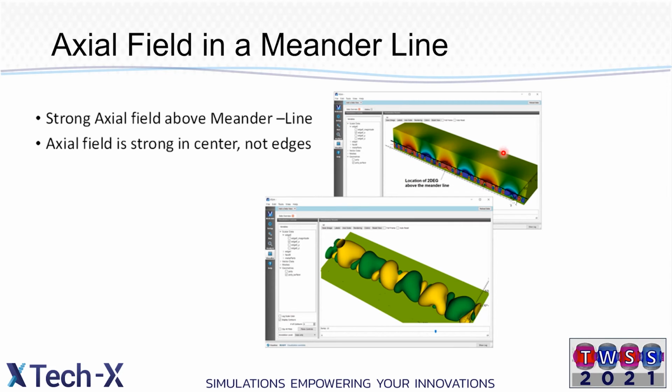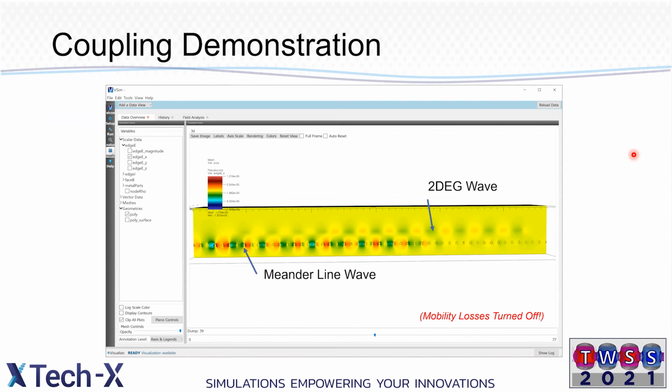So then you have a question of tuning it. If you could tune the wavelength of the meander line to the wavelength of the plasma wave, then you'd expect strong coupling. And in fact, you can do exactly that. That's what we've got going on in this simulation here. So here is a cut through it. Here are my meander line intersections here.